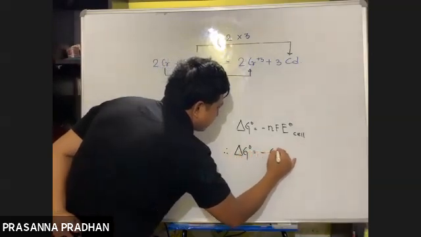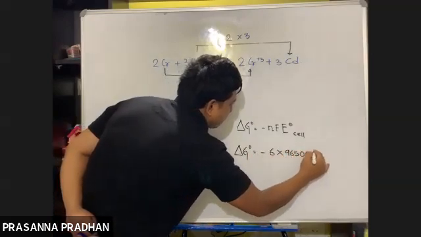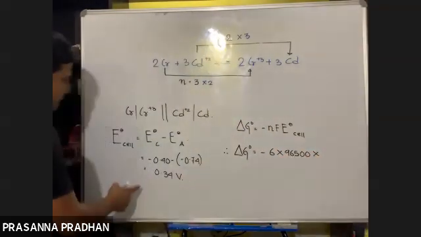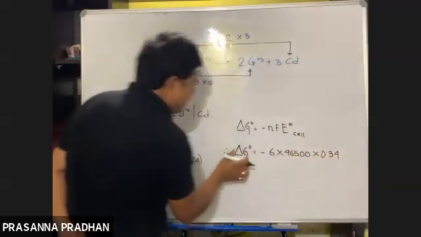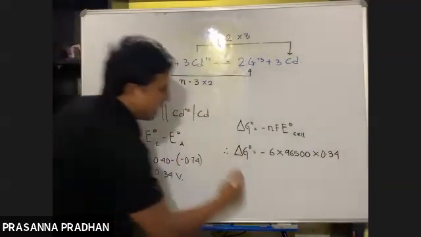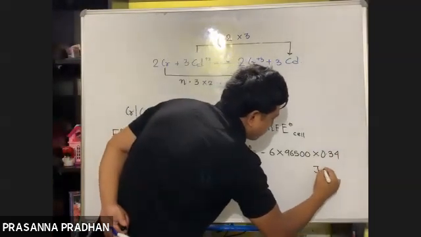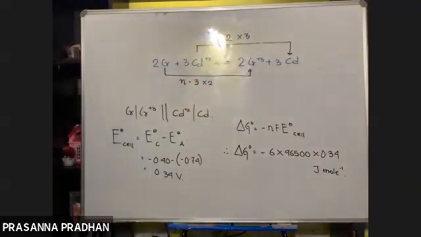So therefore, delta G naught equals minus 6 into 96500 into, what is the value of E naught cell? 0.34. Since delta G naught is the Gibbs free energy, the unit will be joule per mole. The answer will be in joule per mole.